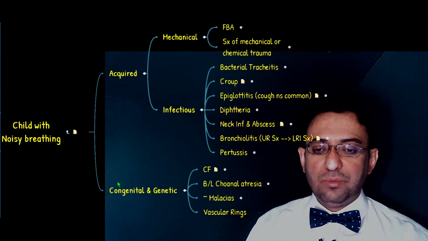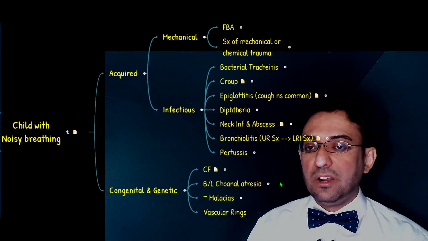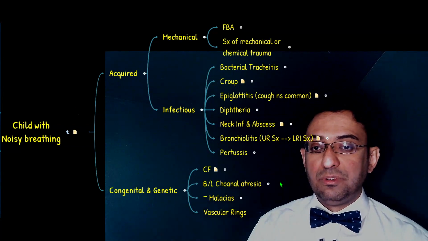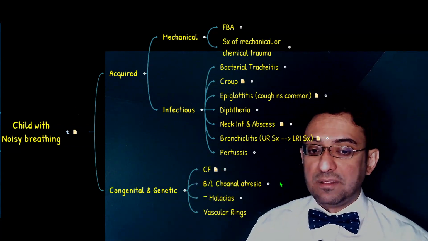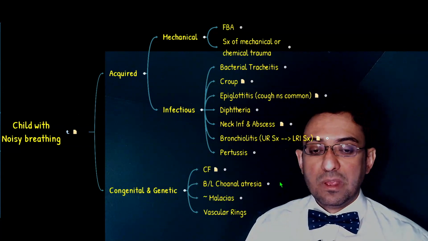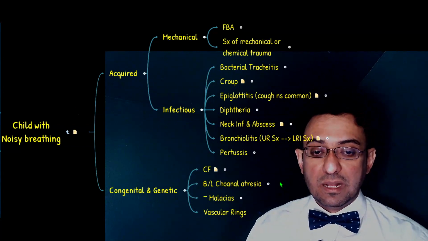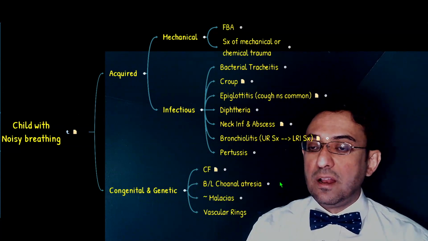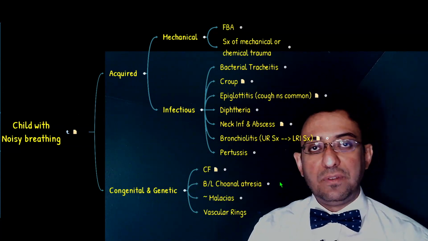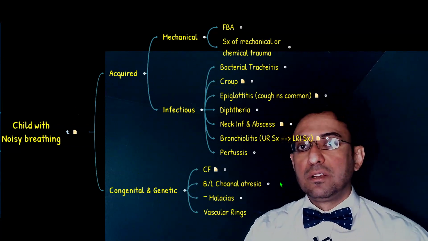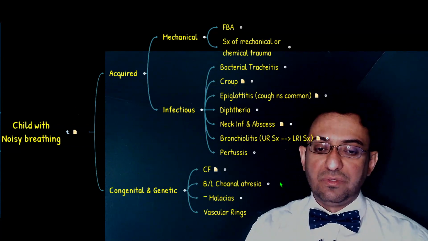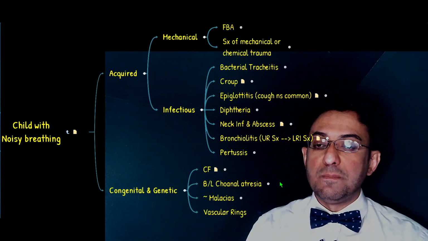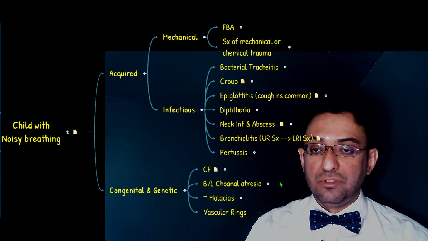Then at the end of the list, we have these congenital and genetic causes. Of course, cystic fibrosis is one important cause of respiratory complaints in children, and that's why I included it here. But we have some of these congenital abnormalities, such as malacias, tracheomalacia, laryngomalacia. Then we have choanal atresia, could be unilateral and not very symptomatic, but if it's bilateral, could be associated with severe symptoms. And then we have this little differential at the end, the vascular rings that could impinge also on the airways and cause noisy breathing.